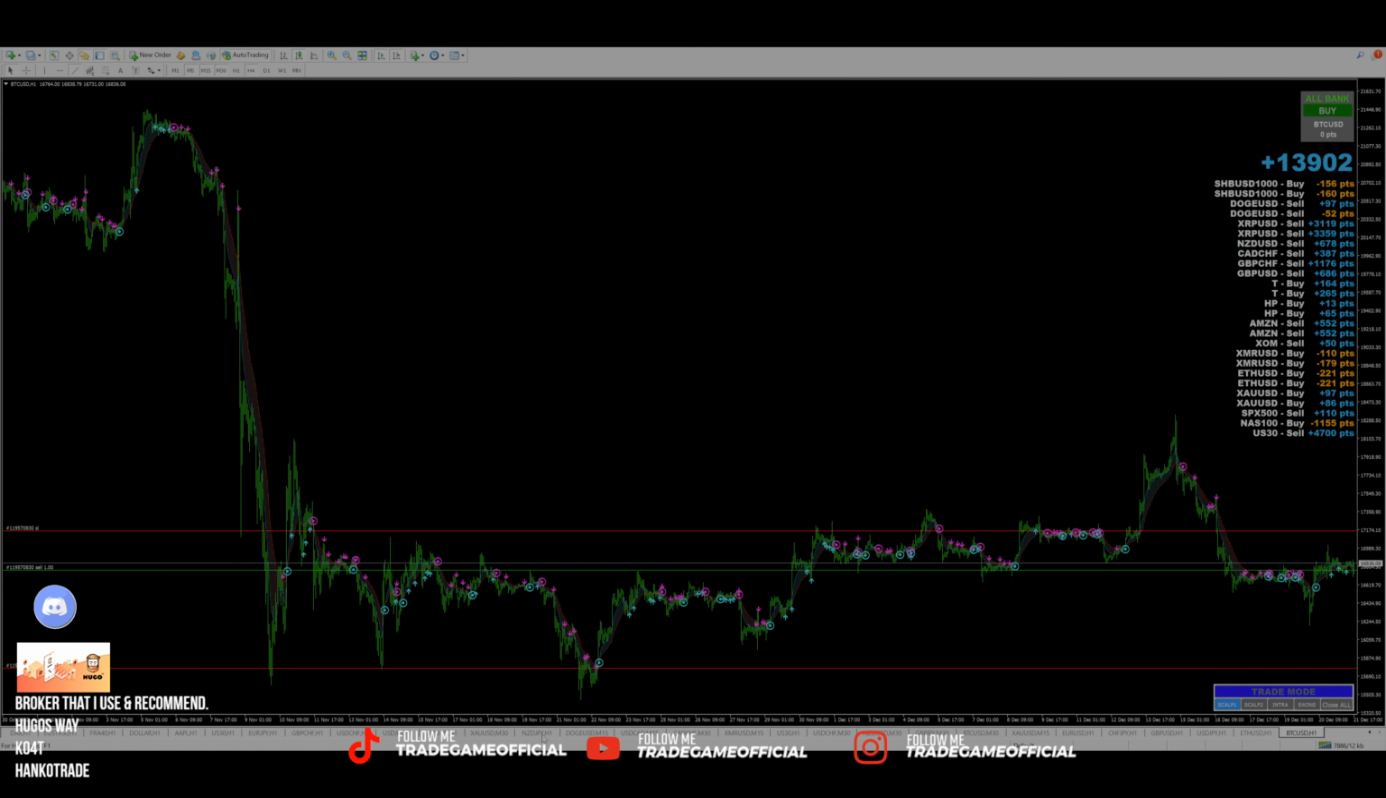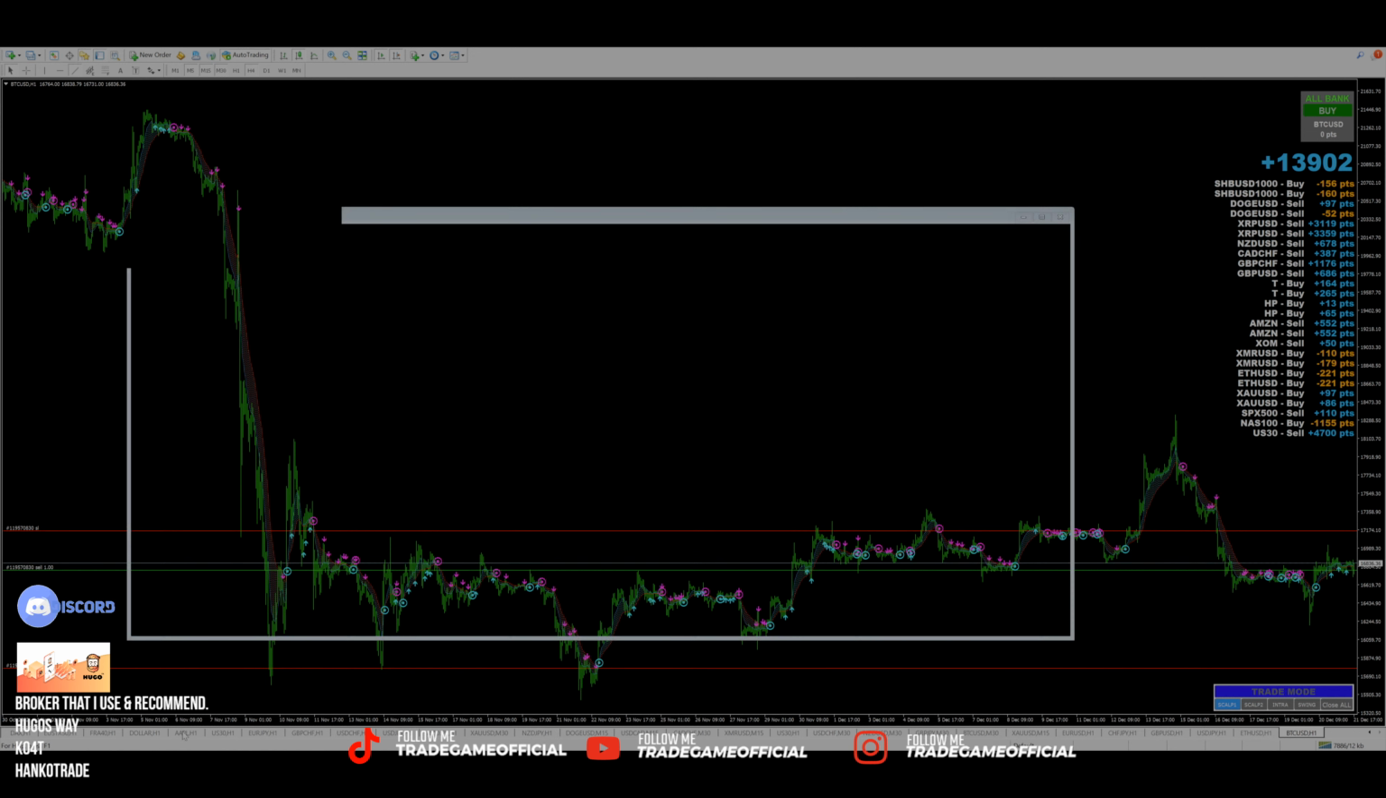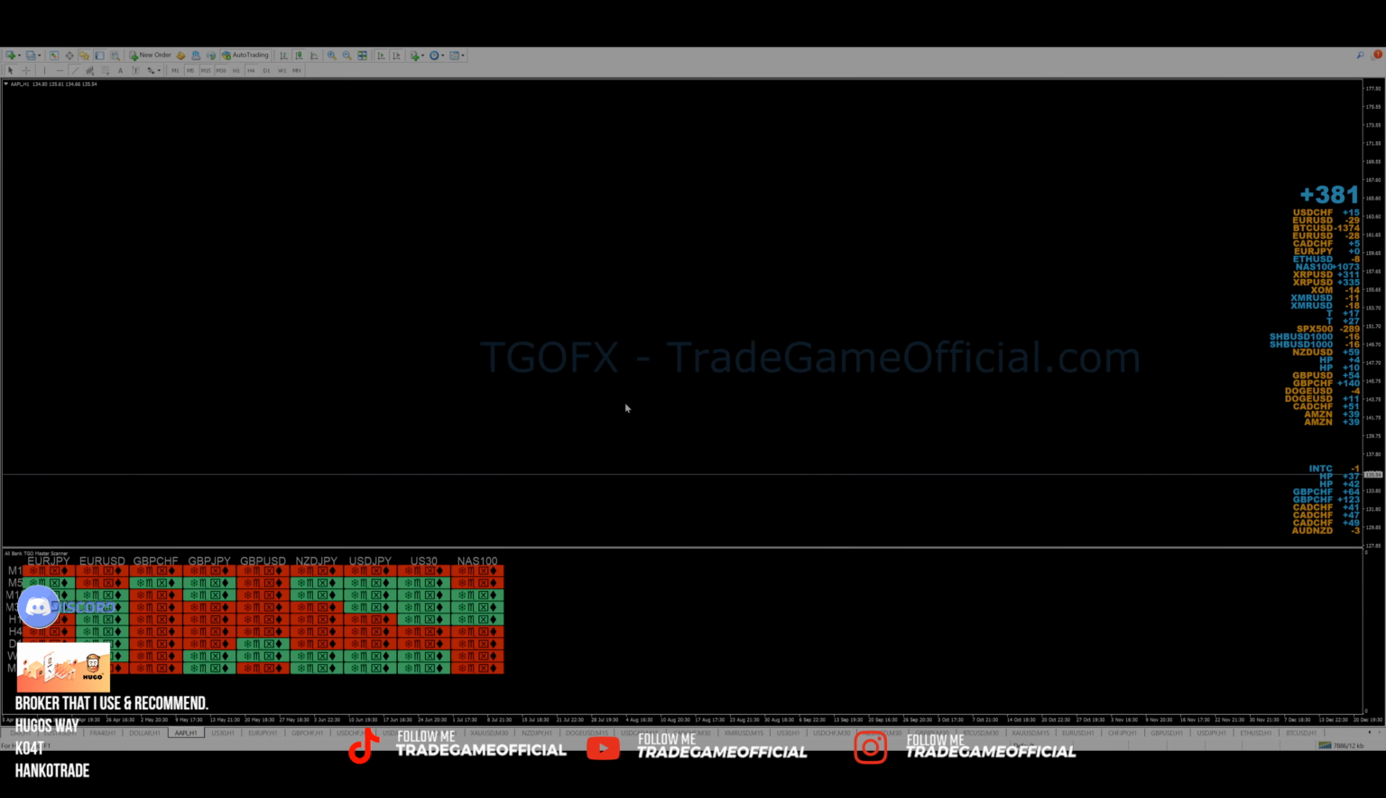We have a possible change to bearish momentum. Look for a move to the downside on dollar Swiss 5-minute chart.